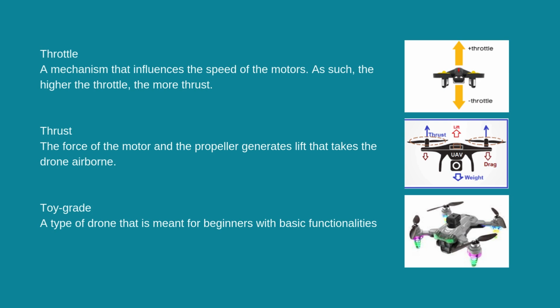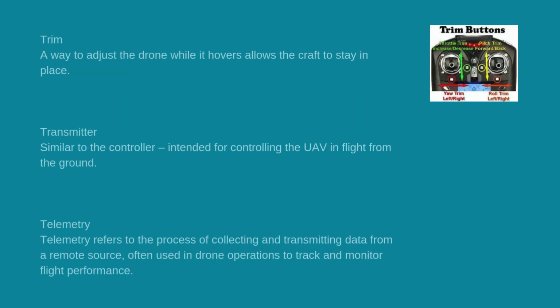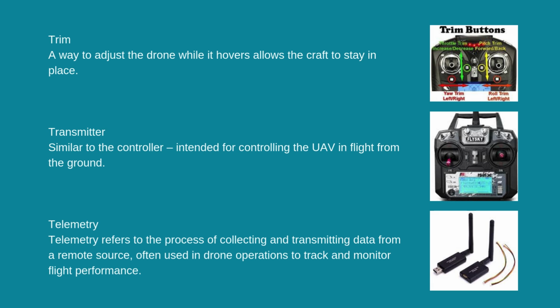As such, the higher the throttle, the more thrust. Thrust: the force the motor and the propeller generate that creates lift and takes the drone airborne. Toy grade, a type of drone that is meant for beginners with basic functionalities. Trim, a way to adjust the drone while it hovers, allowing the craft to stay in place. Transmitter, similar to the controller, intended for controlling the UAV in flight from the ground.